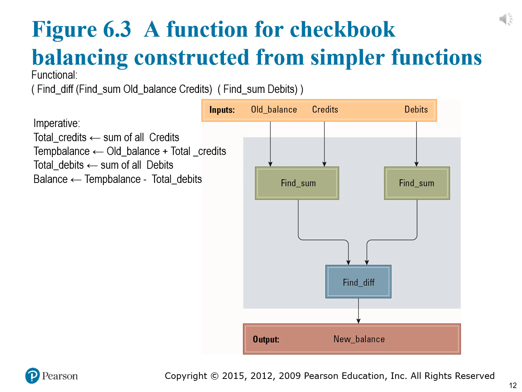The structure displayed in figure 6.3 can be represented in the Lisp programming language, which is a prominent functional programming language, by the expression: open parenthesis, findDiff, open parenthesis, findSum, all balance credits, close parenthesis, open parenthesis, findSum debits, close parenthesis, close parenthesis. The nested structure of this expression, as indicated by the parentheses, reflects the fact that the inputs to the function findDiff are produced by two applications of findSum.